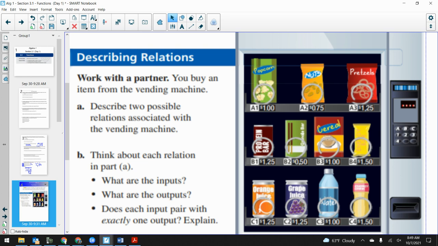The input would be the letter and number I put in. The output would be what comes out of the vending machine. How much money you put in the vending machine compared to how much money the vending machine takes in.